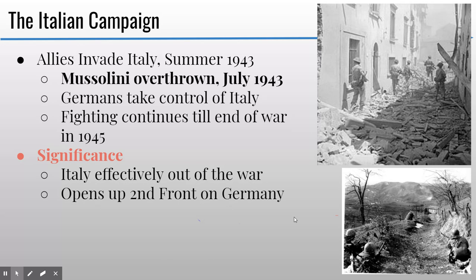The significance of this is Italy is pretty much taken out of the war because Mussolini is overthrown and the Germans have to take over, and now there's another front that Germany has to fight on. So the Germans at this point would be fighting on the Eastern Front against the Russians, or the Soviets. They'd be fighting in Italy against the Allies, and then a year later, after the Allies invade Italy, they would invade in France, and there would be even another front opened up on the Germans.